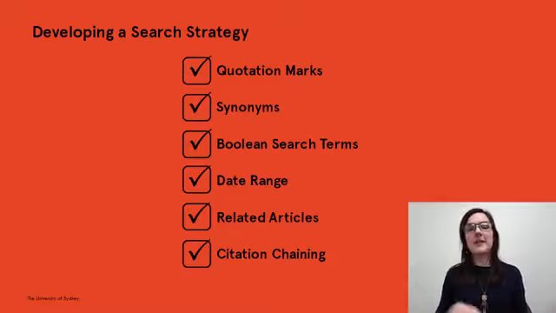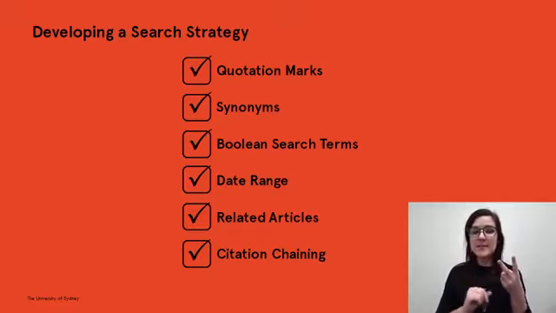So, there you have it. Now we have a variety of different sources that we might be able to use for our essay question and a number of valuable search strategies. To recap, they were quotation marks, synonyms, Boolean search terms, limiting date ranges, related articles, and citation chaining.